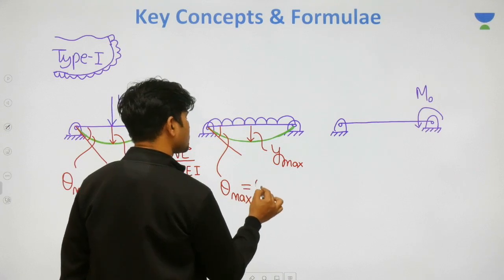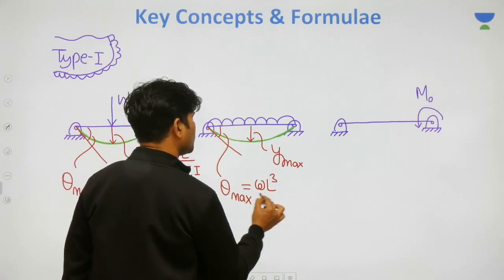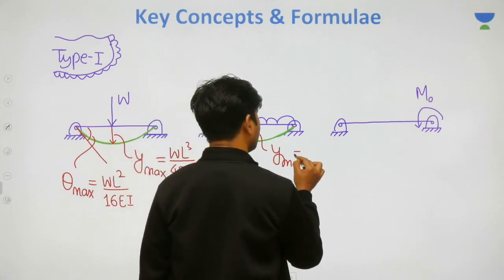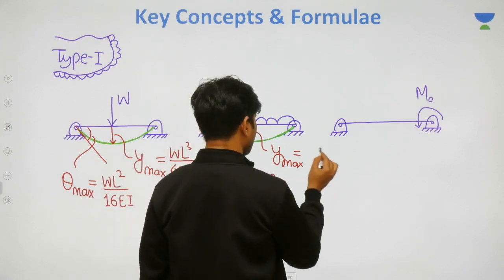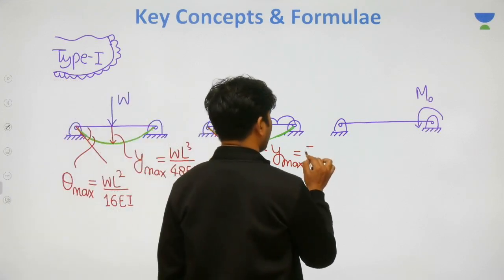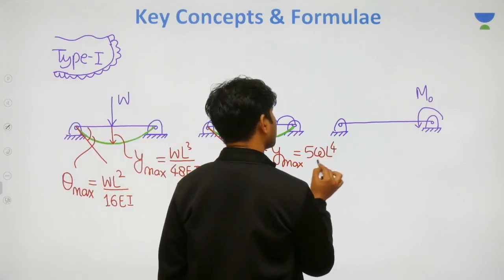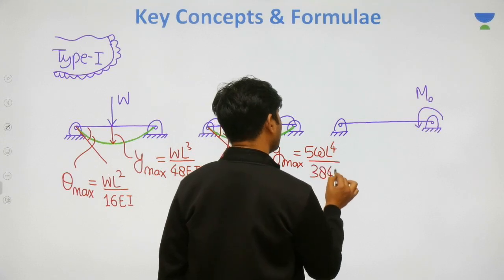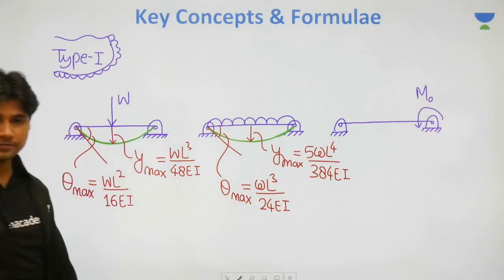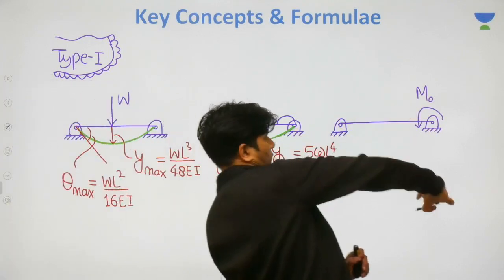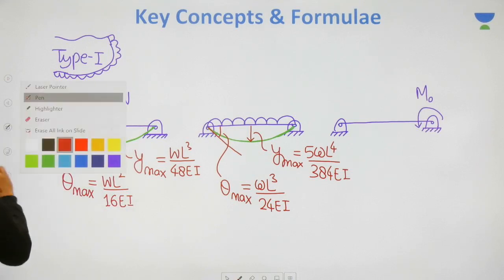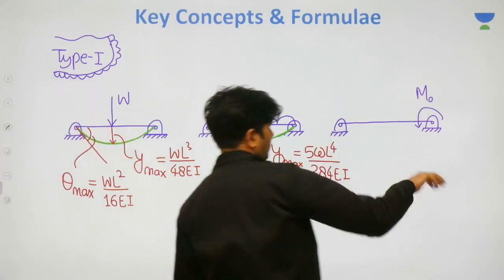Now maximum slope is going to be omega L cube divided by 24 EI, and maximum deflection for this beam would be 5 omega L raised to 4 divided by 384 EI. Now you think about this one. This one is again going to sag downward.